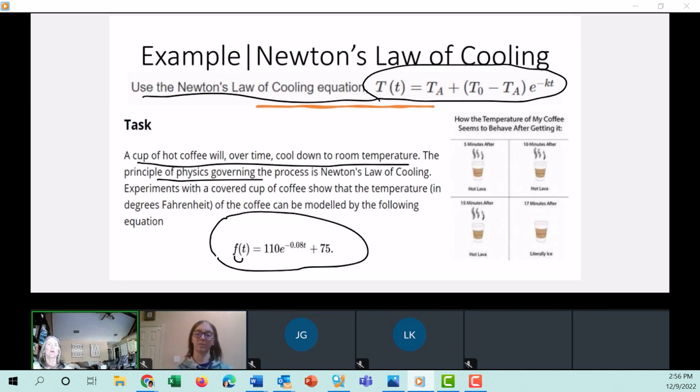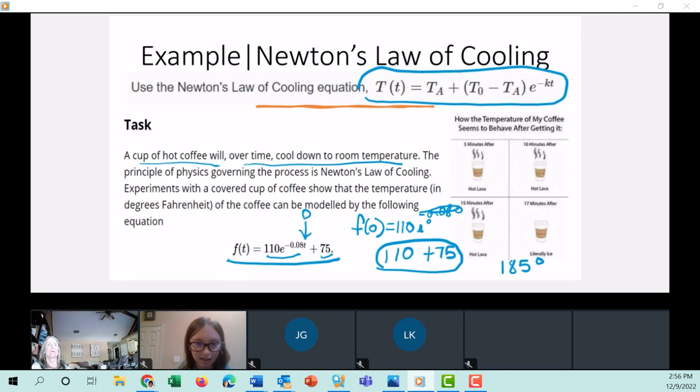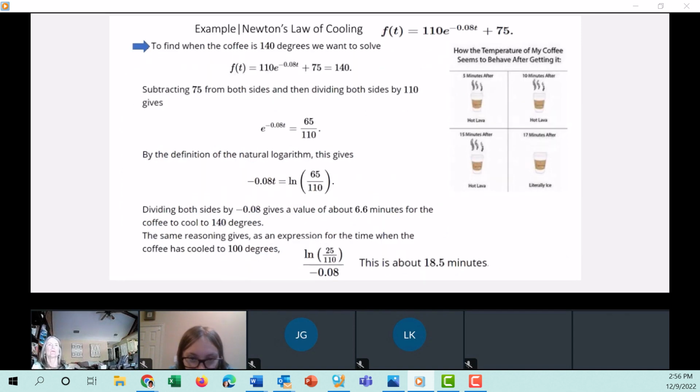F of T equals 110 E, that's Euler's number, to the negative 0.08 T. T is our time factor, plus 75. So because we're raising this, we're trying to find T and it's in the exponent, we have to set up the equation, show you how to do that, and then take the log of both sides. Okay, all of this is written out step by step. To find when the coffee is 140 degrees, we set it up this way.